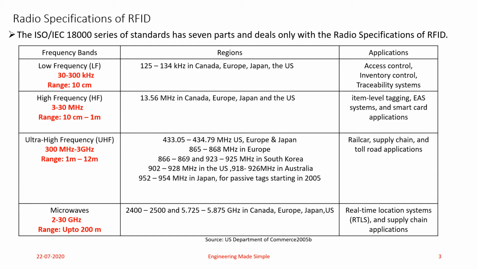Now in the second column, the RFID frequency band in the specific regions or countries is given, and in the third column applications are given. In low frequency, applications include access control, inventory control, and traceability systems. Similarly, for other frequency bands also applications are listed. You can go through this once.